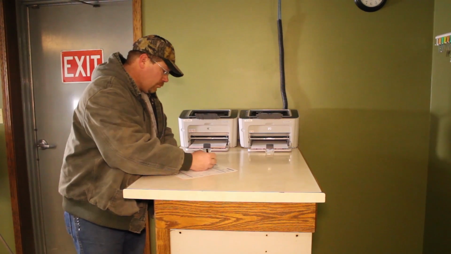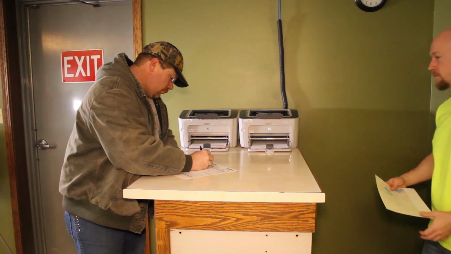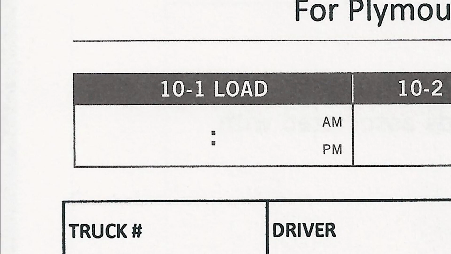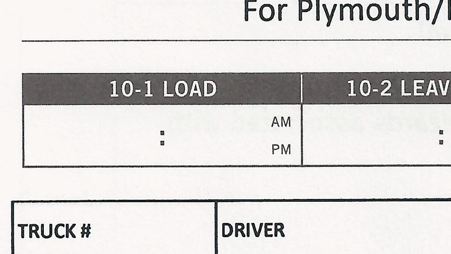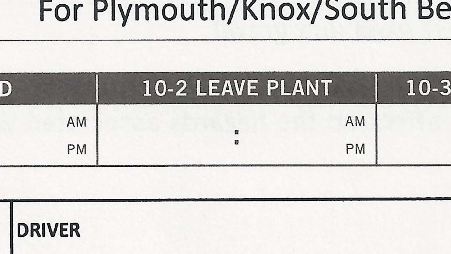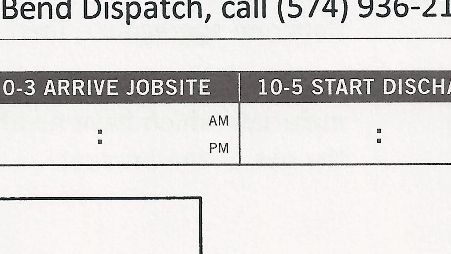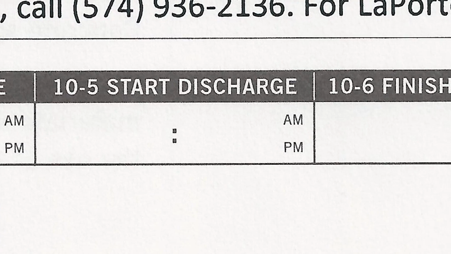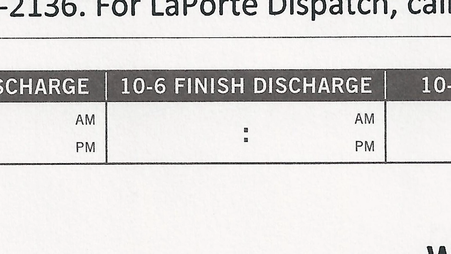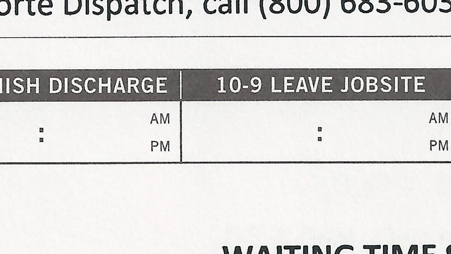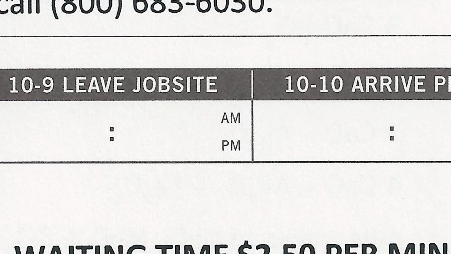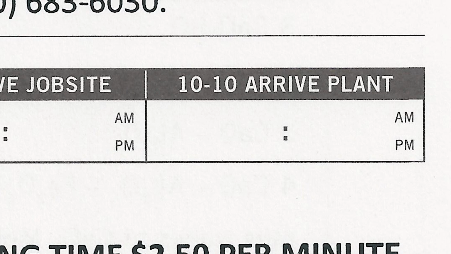The next thing you need to do is write down the time in the 10-1 load box. If available at your plant, stamp the time with a time clock. Over the course of the load, you will write down the time in the corresponding box as you progress through the stages of delivery. These times can be used by management to determine if customers need to pay extra charges for keeping a driver too long, or if a load has exceeded a time limit specified in the job.